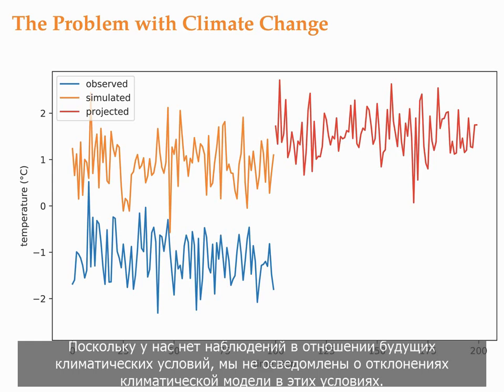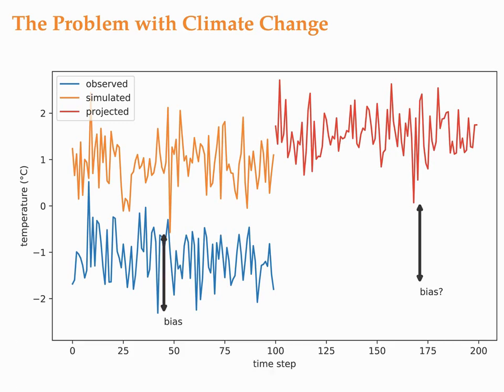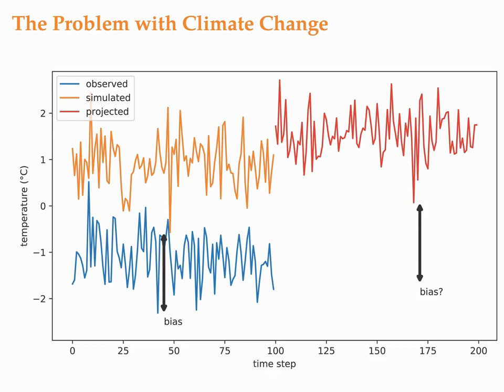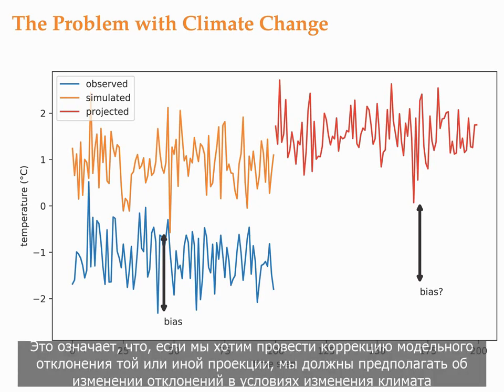Since we do not have observations of these future climate conditions, we do not know the biases of the climate model under those conditions. All we know are the biases under historical climate conditions and how climate conditions will change in the future according to the projection. That means that if we want to bias correct the projection, we have to make an assumption about the change in bias under changing climate conditions.